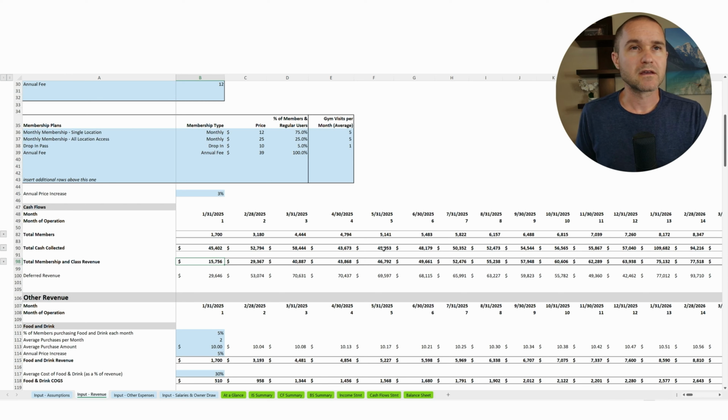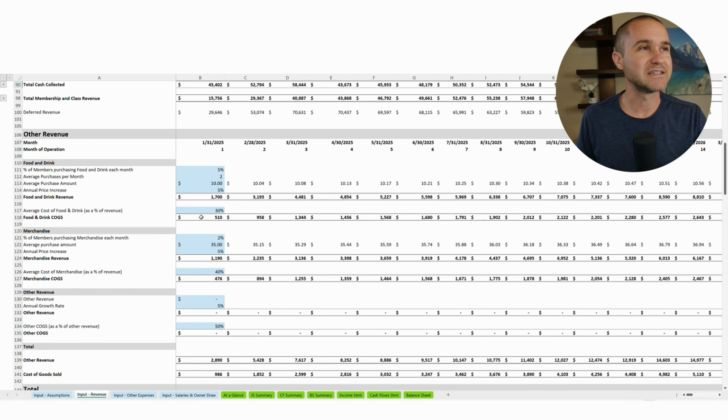Now, eventually that levels out here. It's very apparent when you have a big influx of new customers, because they're all paying that annual fee at the beginning. And then you'll see it again in month 13. We see a big influx in total cash collected because you get a bunch of new members in January paying that annual fee. So, all right, that's it. Probably enough on the accounting here, but you have the ability to put in other revenue here as well. So you could have food and drink or merchandise, other revenue sources.